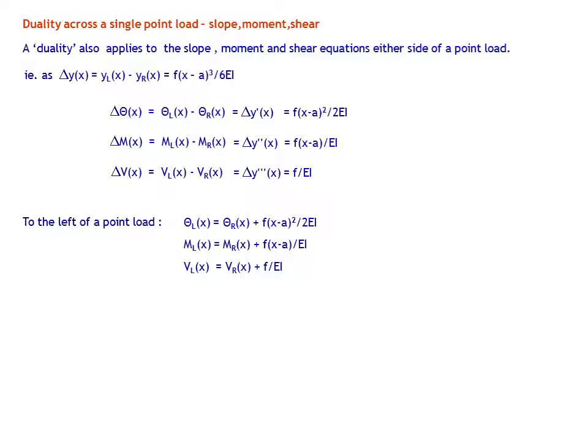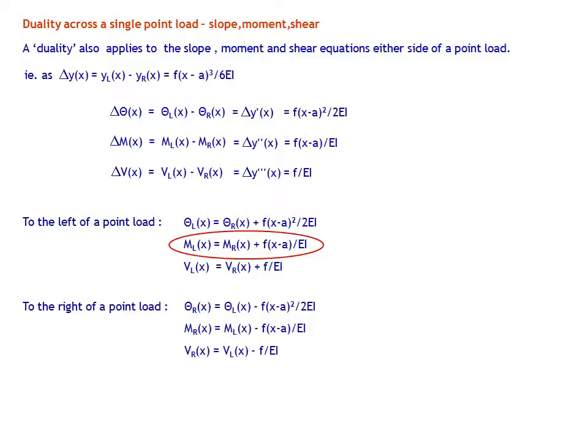So if, for example, we want to calculate the moment at a point to the left of the load, we can use either m L of x, the equation for the moment to the left of the load, which is what we would normally use, or we can use m R of x, the equation for the moment to the right of the load, plus f x minus a over EI. We can choose whichever seems to be the easier option. Similarly, for a point to the right of the load, we can use either m R of x or m L of x minus f x minus a over EI.